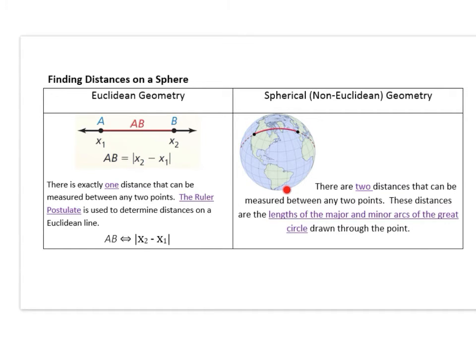But for spherical geometry, there are 2 distances that can be measured between any 2 points. So let's check this out. We have this point, and between there I can get a distance. The distances are the lengths of the major and minor arcs of the great circle. So I can get this distance, which would be a minor arc, and then if I were to go the opposite direction, along the dotted line and come back around, that would be a major arc. And that would still be the distance between these 2 points, it's just in a different direction.